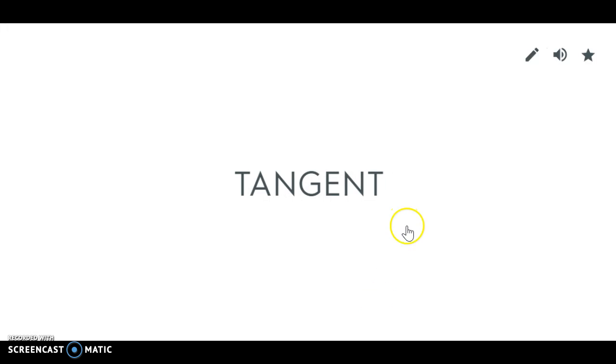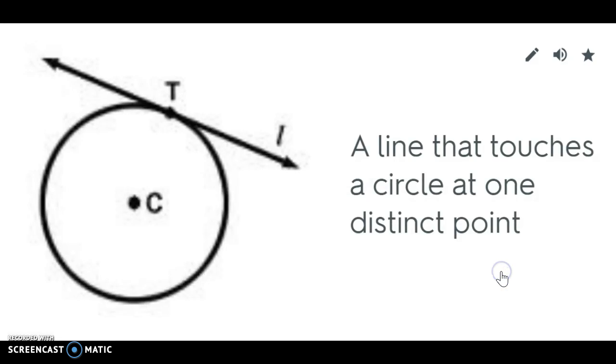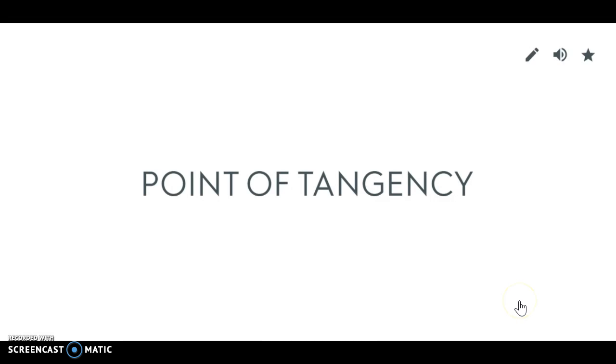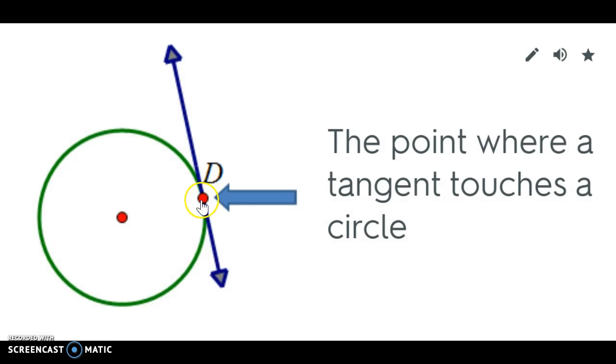A tangent. Something is tangent if it only touches the circle at 1 point. So this is my point of tangency. See right up here, it touches it at 1 point, and that is my tangent. Point of tangency, see I just said it's that 1 point right there where a tangent touches the circle.